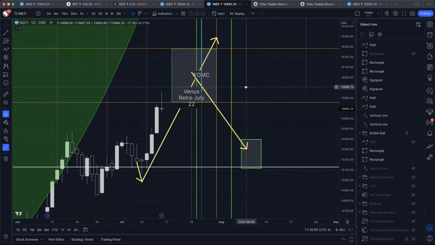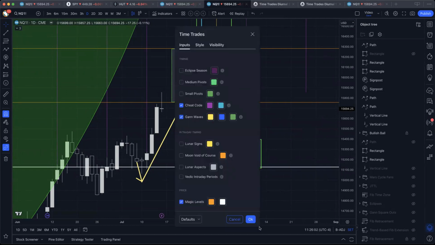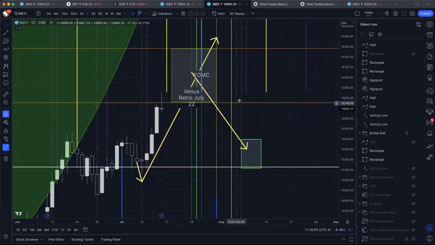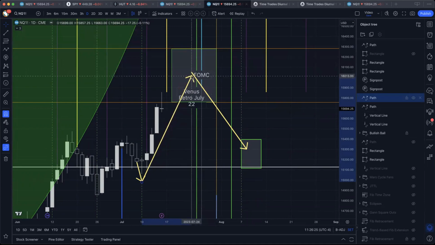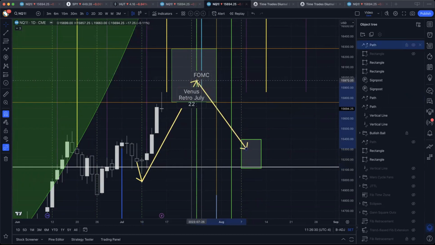And also, if I can bring up time trades, we're going to turn on Gann waves so we can see where it is relative to Gann waves. It's just on a Gann wave green here, which is related to the lunar declination cycle. All right, so that's going to be our updated forecast. I'm going to just slide this back over here and put that in the middle of the target box. And that's going to be our updated forecast.